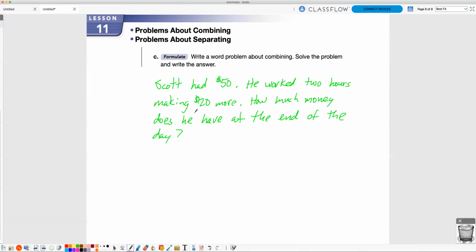That'd be something, and then I have to solve my problem. I can see that he had some, and then he had some more, and in the end, he's going to have this much total in the end. So that would be my problem, my work, and my answer. Solve the problem, write the answer. $70 at the end of the day. And I might want to label it at the end of the day.